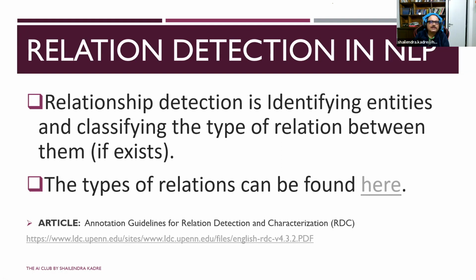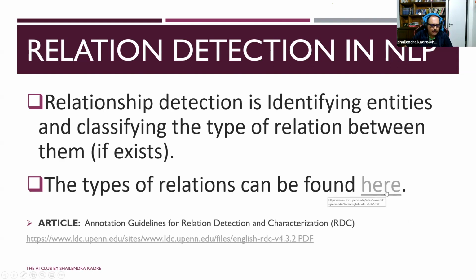Now, relationship detection is identifying entities and classifying the type of relation between them, if it exists. You classify the entities first in NER using NER techniques. And once you have entities, you find the relationship between them, if at all any relationship is there. Okay. So this type of relationship you can find in detail here.